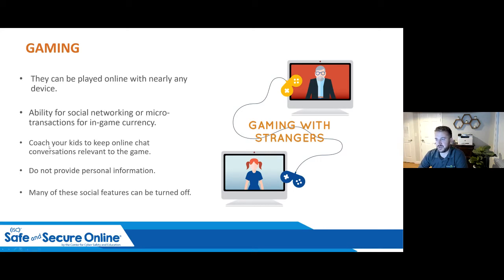So some of this really just comes down to coaching your kids to keep online chat relevant to the game. Don't provide personal information. And also keep in mind that a lot of these features can actually be turned off in the game systems. We've actually done that on our Xbox. While both of our boys have their own profile on the Xbox so they can play their own games and save their own progress, we don't have Xbox Live. And so we don't let them play any of the games online.